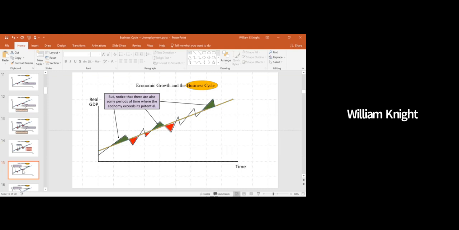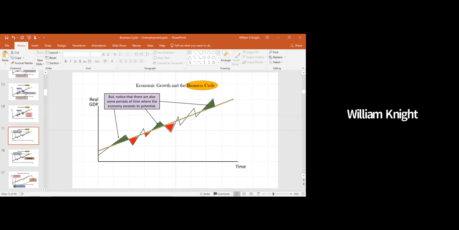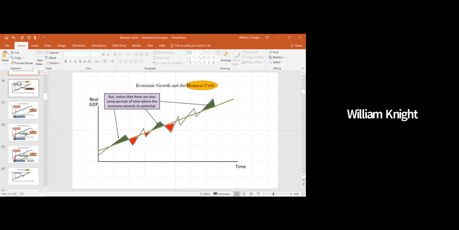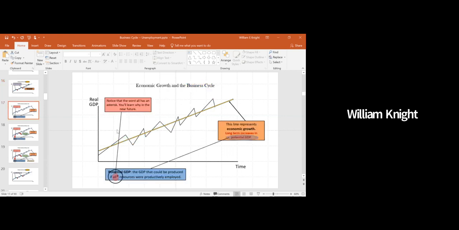Now, you will also notice that there are some periods of time where the economy exceeds its potential. What the heck is up with that? How can something exceed its potential? Isn't the potential the maximum it can do? How can an economy exceed its potential? Well, that's where this little asterisk comes in. When we define the potential GDP, we say that it is the GDP that could be produced if all resources were productively employed, but we don't really mean all in the strictest sense. Don't take the word all there literally. You'll see why.